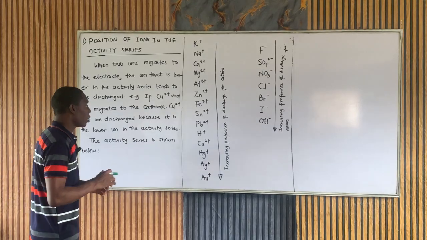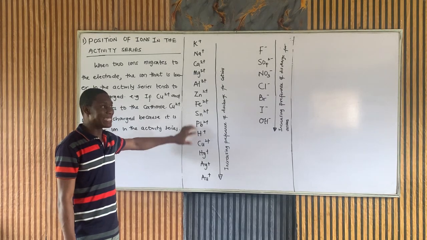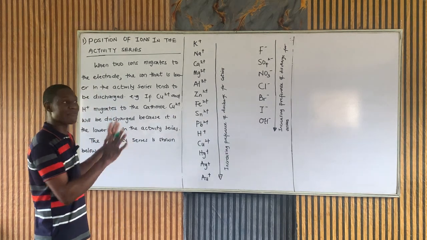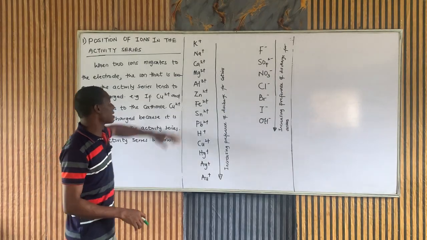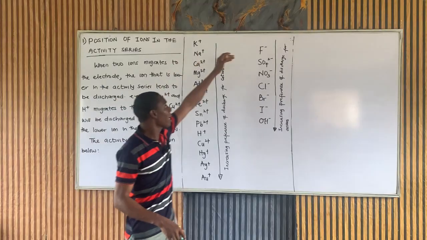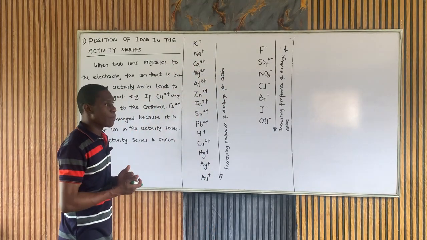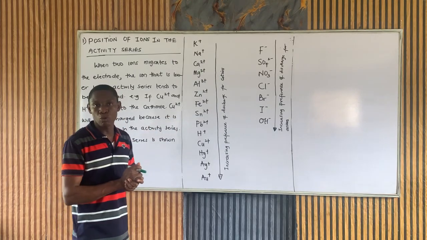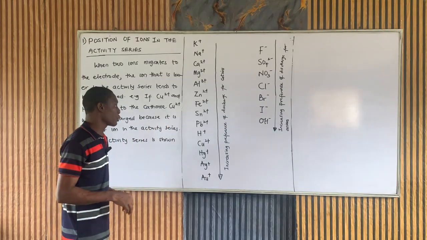Let's say, for instance, now, copper and hydrogen migrate to the cathode. Well, because copper is lower in the activity series, then copper will tend to be discharged if other factors are not considered. Now, one thing to take note of here is that this is the activity series for cations and the activity series for anions. So whenever two ions migrate to any of the electrodes, you check the one that is lower, then that ion should be discharged if other factors are ignored, are not taken into consideration.